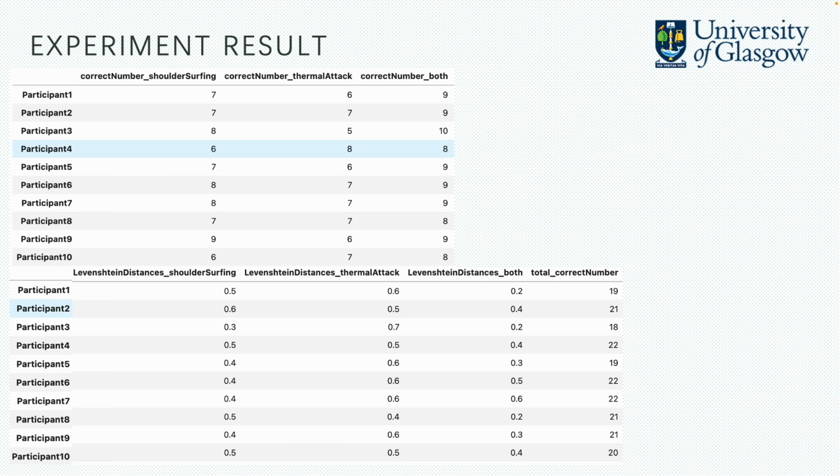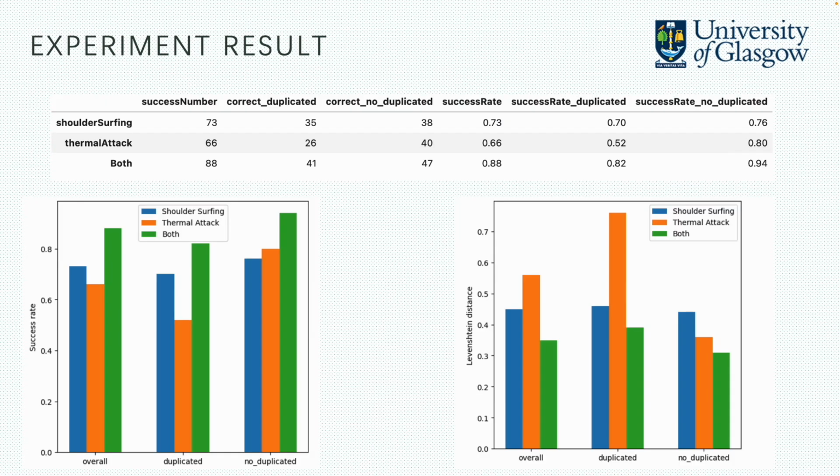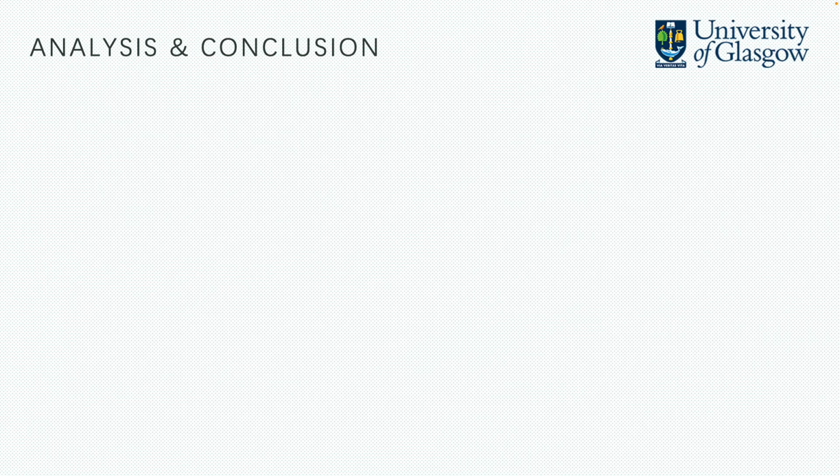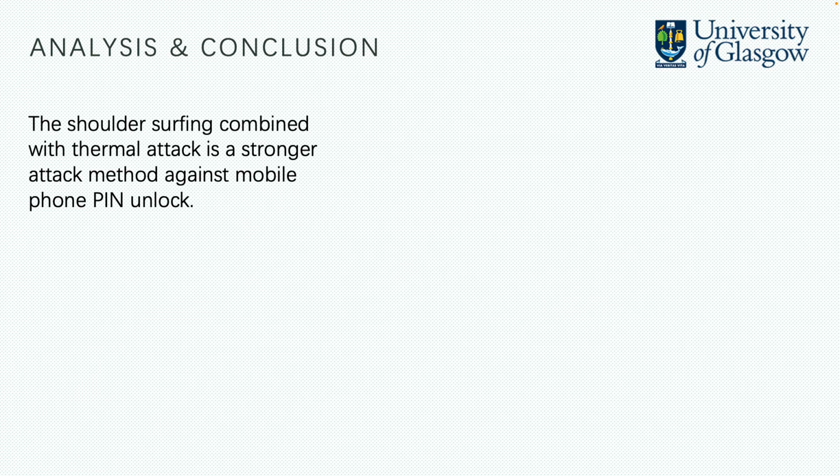Here are some result data we collected from the experiment. This is the raw data, but this is how we visualize it, which is more straightforward. You can see the green bar stands for the combination of both attacks. As for the accuracy, the combo type is better than the other two types, and in the distance, the combo type is shorter than the other two types. So now we can draw the conclusion: shoulder surfing combined with thermal attack is a stronger attack method.